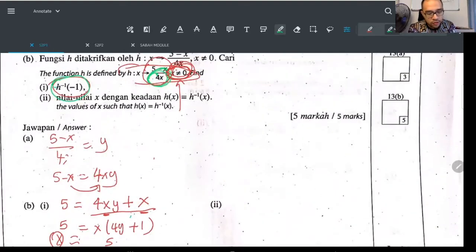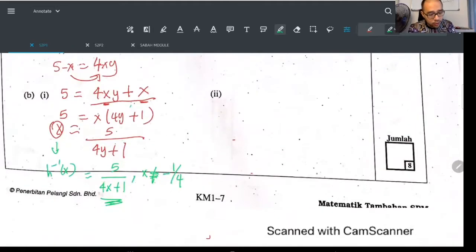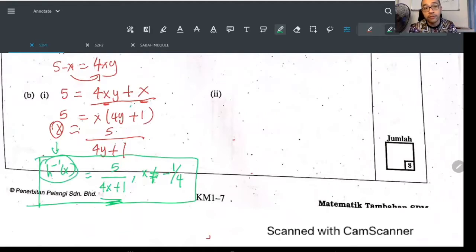But the question is not asking for x. They're asking you to replace the x with the negative 1. I'm just saying this. I only write it this way because if the question said find the inverse function, which is h minus 1 of x, then you need to make sure that you're writing this at the back. Compulsory, must. But since x is equal to negative 1, let's substitute.